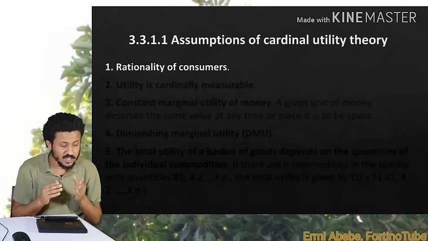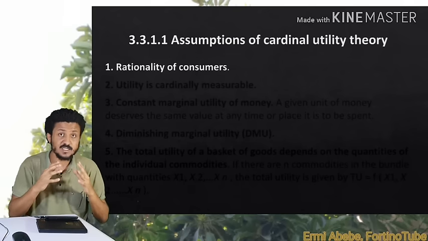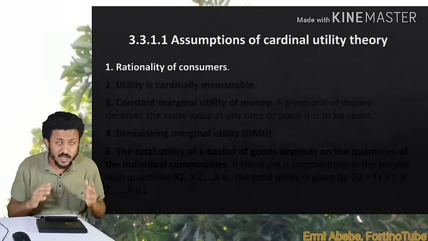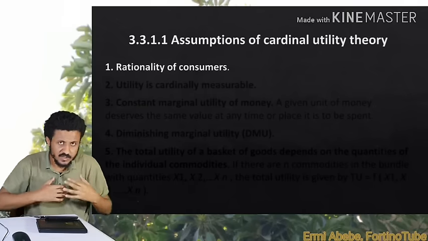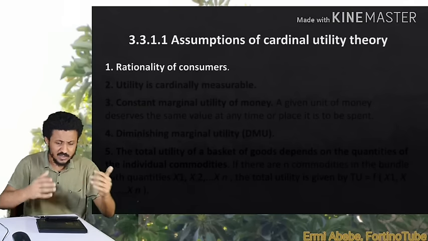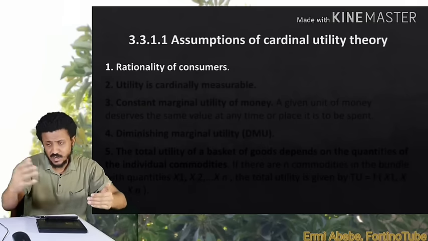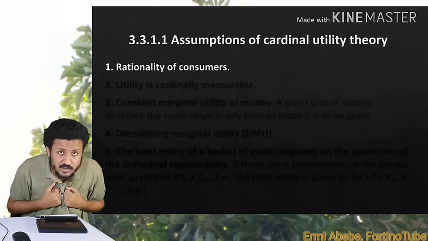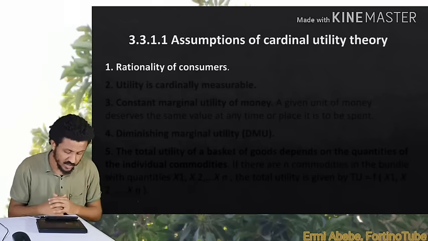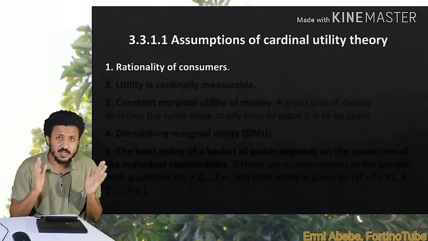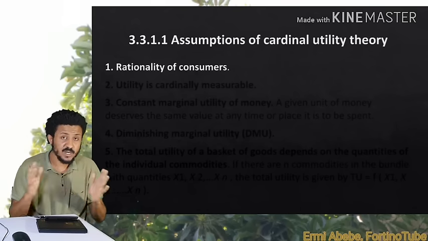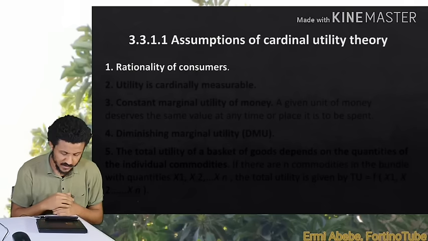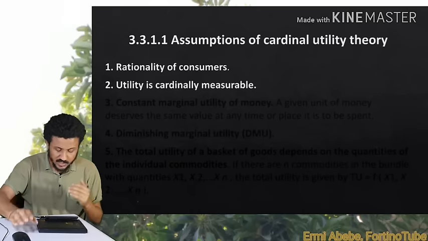Okay, the consumer must be rational. And when we say rational, that consumer is trying to maximize his or her objective. The objective is to maximize satisfaction, comparing the things that satisfy us against our income. So rationality is related directly with maximization of satisfaction from consumption.